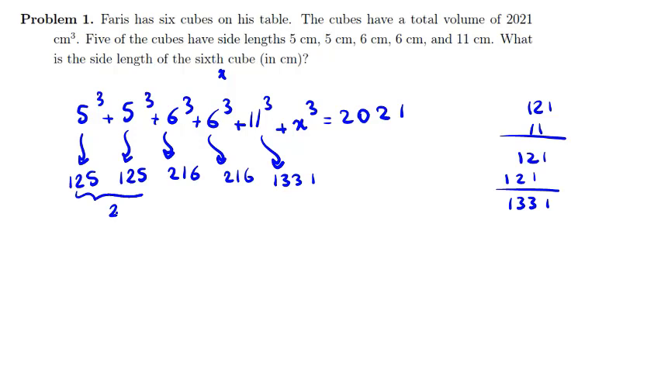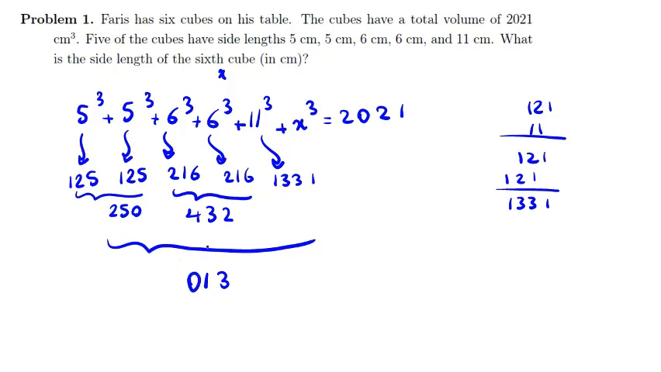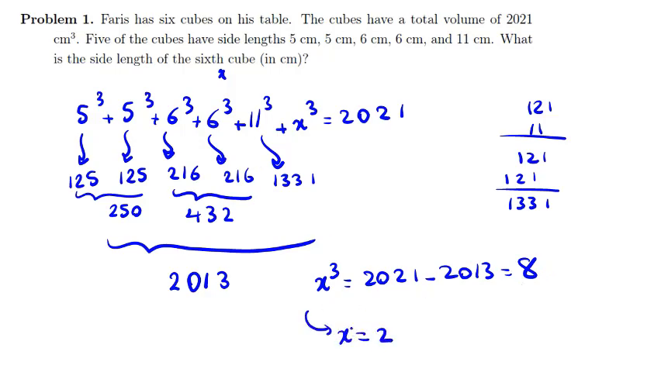Okay, if we add up, it will be 250. Here it will be 6 plus 6, 12. We have 1, 1, 1, 1, 3, 2 plus 2, 4. And if we add up all these numbers, 2 plus 1, 3, 3 plus 3, 6 plus 5, 11, 1 plus 3, 4, 4 plus 4, 8, 8 plus 2, 10. We have 1, 1 plus 1, 2. So 2013 plus x cubed is 2021. If you take 2013 to the right hand side, it will be 2021 minus 2013, which equals 8. And so we conclude x equals 2. So the answer is equal to 2.